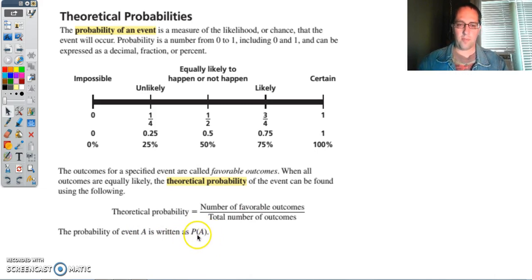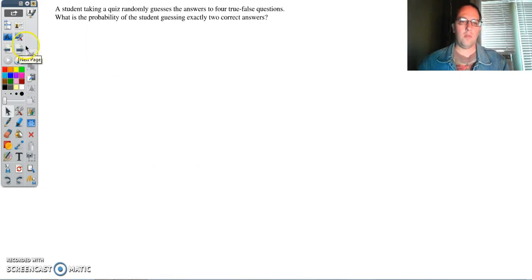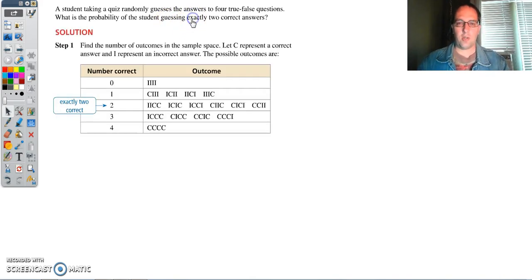Probability of A, whatever A is. So it could be probability of heads, probability of rolling a 2, probability of an odd number. P of whatever. So what we want to do here, we have a student taking a quiz, randomly guessing on the answers for 4 true-false questions. Not even reading the question, just putting down an answer. What's the probability that they guess exactly 2 answers correct?